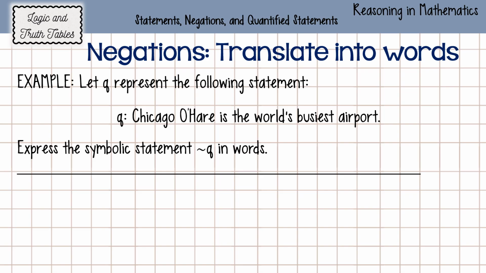More negations, example, let Q represent the following statement. So Q is Chicago O'Hare is the world's busiest airport. And we want to express the symbolic statement, not Q, in words, the negation. So we need to change is to not is or is not. Chicago O'Hare is not the world's busiest airport.